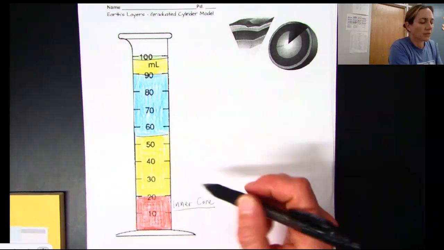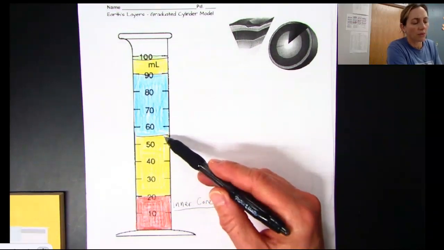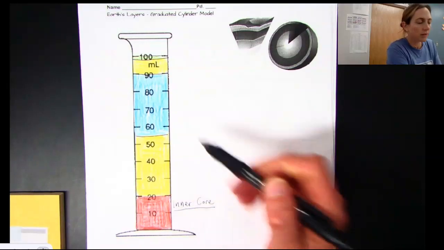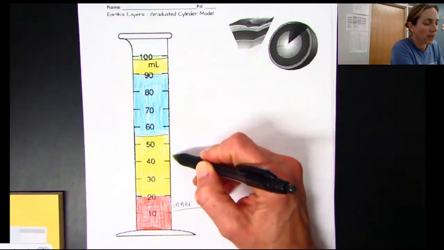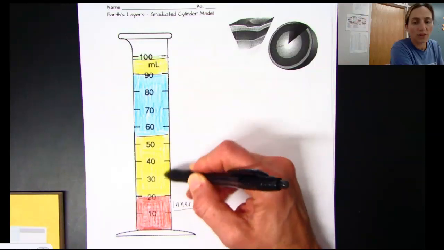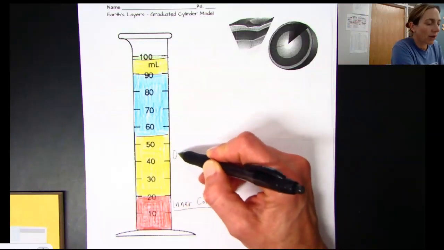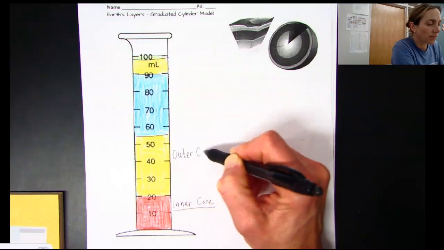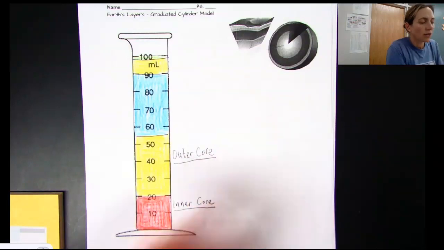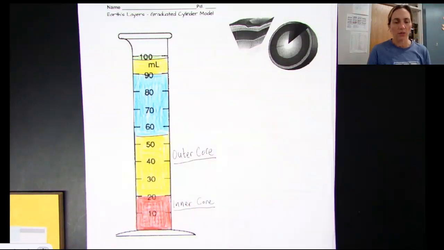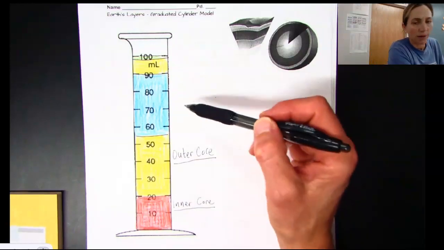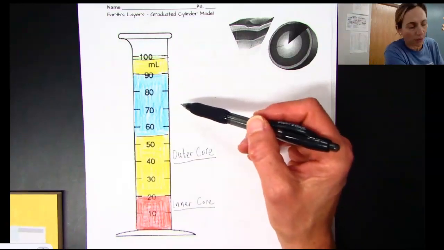Okay, next, you added a second layer that was about 34 milliliters of substance. And this layer right here, this yellow layer, this is our outer core. And you guys can make boxes, you can draw this information or write this information, whatever makes sense for you. Some of you are super good at making boxes and being super neat, and it's probably going to look better than what I have here, but we're going to go with this.